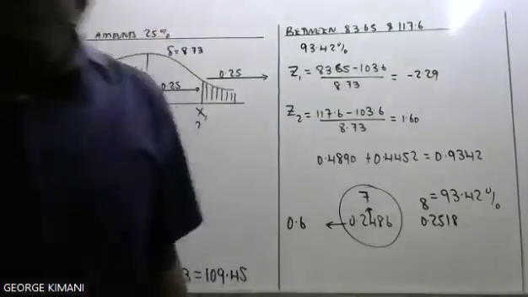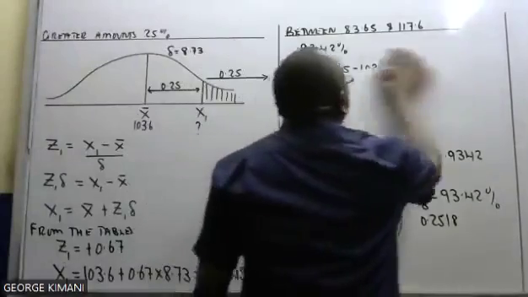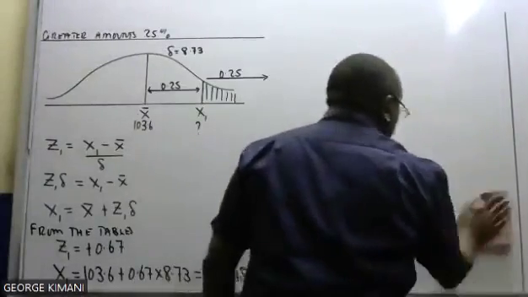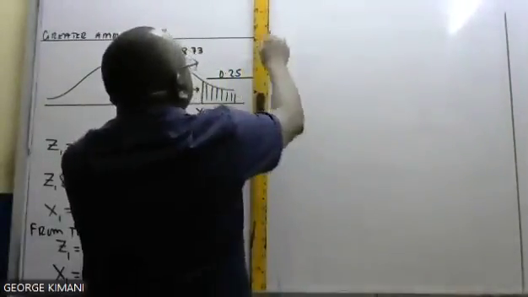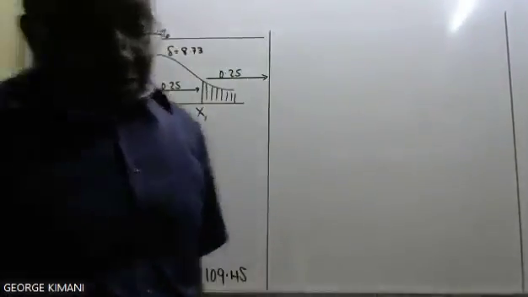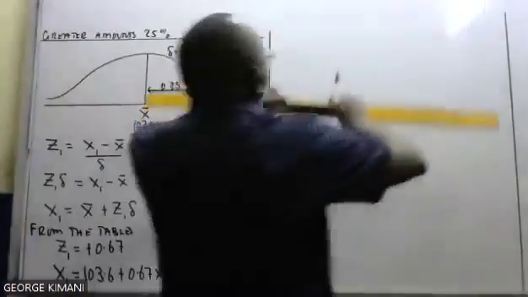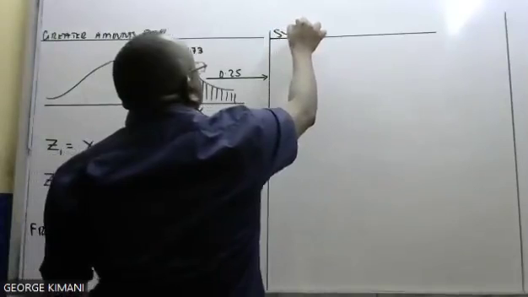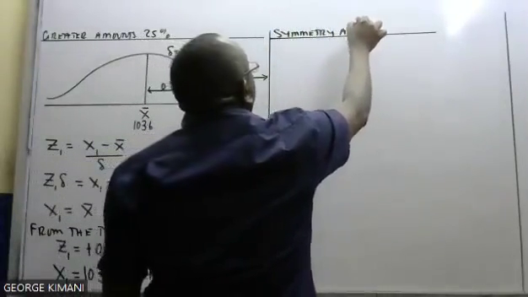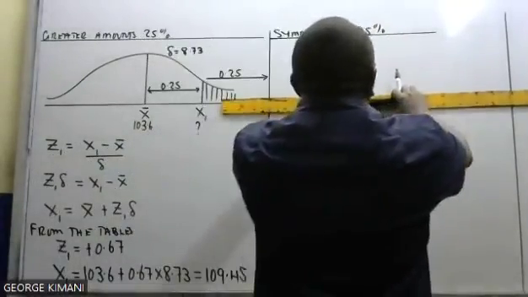The next question is, what will be the invoice amount, symmetrical about the mean, within which 95% of all invoice amounts lie. So the symmetry at 95% about the mean.